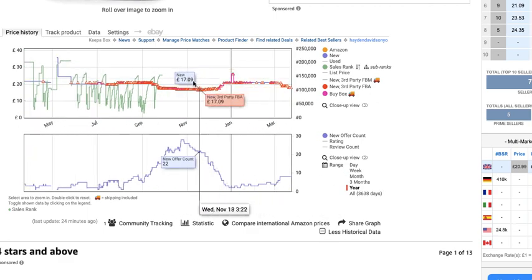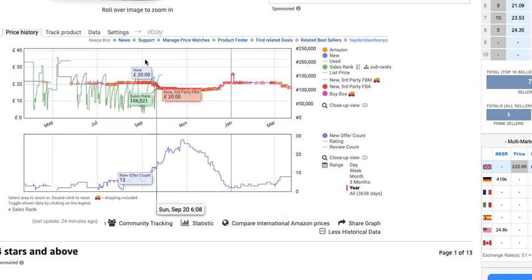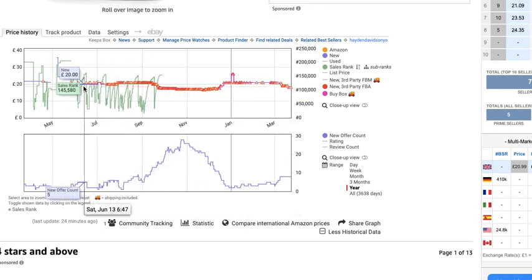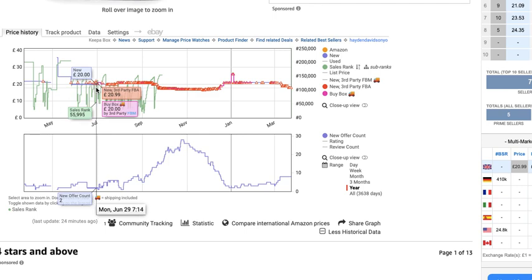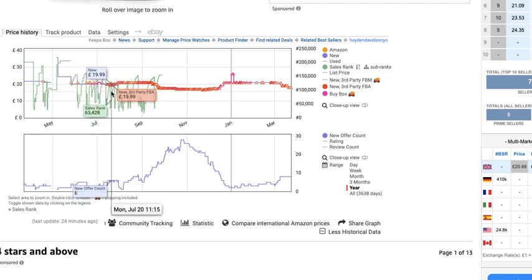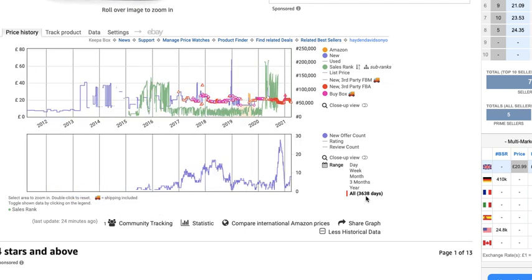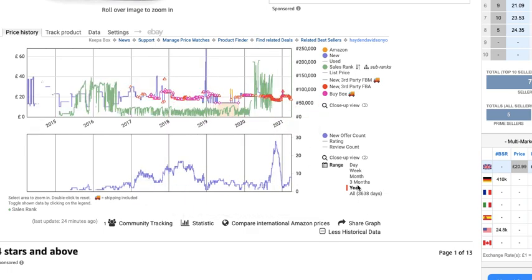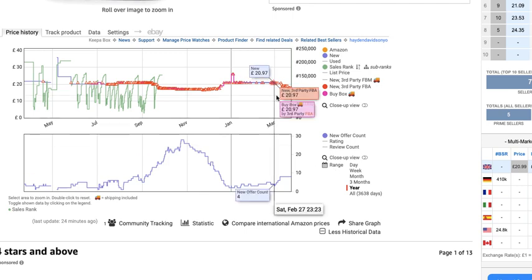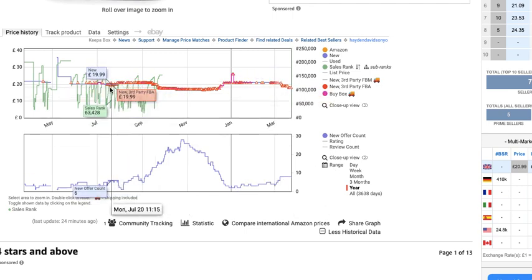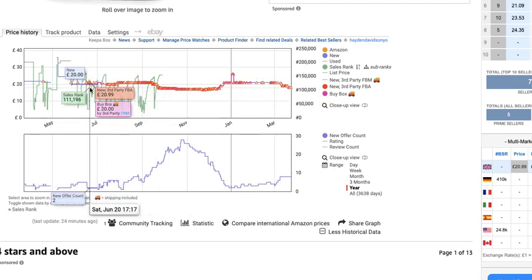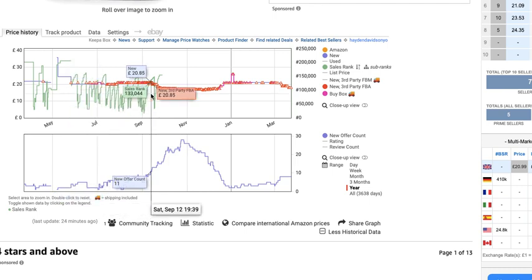Now, let's look at the last year. It has definitely lost its momentum a bit here. The sales rank's higher, but there's no reason why it shouldn't be in between what it was for the history, because we've got 3,638 days of history here of this item selling pretty well. So there's no reason that this shouldn't be selling now. I would say it's selling the same as it is here, if not slightly better than it was here.